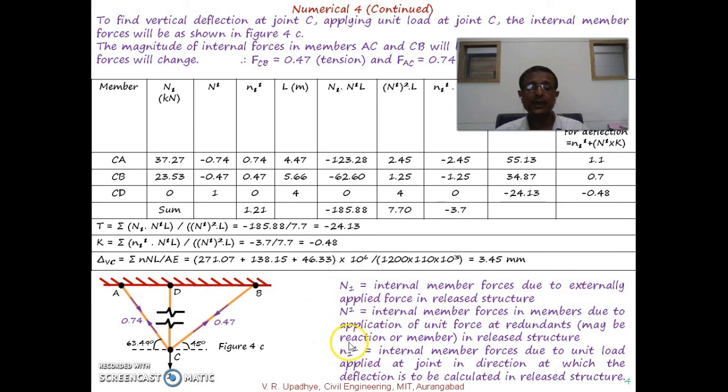These forces are not actual member forces, and then you need to find the actual internal member forces due to applied external forces and due to application of unit load in the direction at which the deflection is to be calculated. Then you need to use this equation to find the deflection, either vertical or horizontal. So with this discussion we will conclude this lecture.